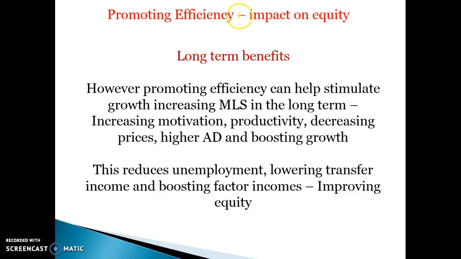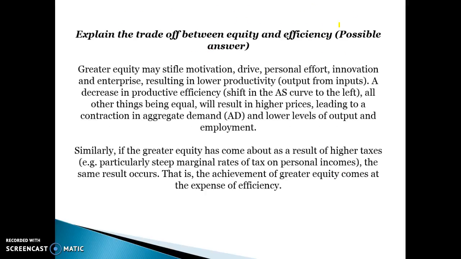So if we become more efficient, even if it's at the expense of equity in the short term, what should happen is jobs should stay in Australia because we're more productive and therefore more internationally competitive. So in the long term, promoting efficiency can lead to reduced unemployment, it can lead to fewer people relying on transfer income because they now have a job, and boost factor incomes. And that can improve equity. So promoting efficiency is not all bad for equity. It does have positives in the long term if it helps to boost productivity and keep jobs in Australia.